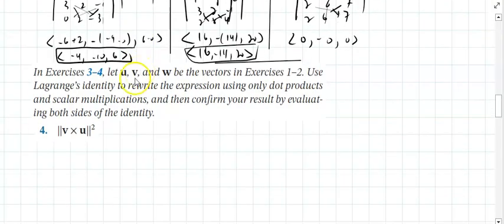Next on the list, let u, v, and w be the vectors in exercises 1 and 2. Use Lagrange's identity to rewrite the expression using only dot products and scalar multiples, and then confirm your result by evaluating both sides of the identity. Well, if you recall, that is the magnitude of v. Again, you're not responsible to memorize that. I wouldn't ask you to do it the way they're mentioning. I would actually write it and say verify it.